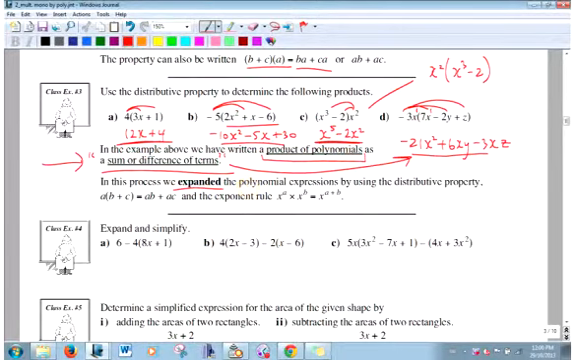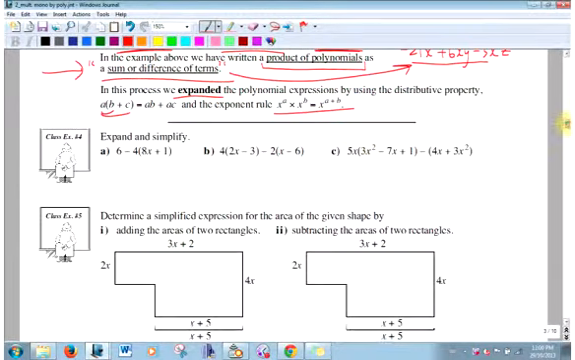Expanded is another word for multiplying. Okay? Multiply it, expand it out. Okay? This we just saw a minute ago. Same thing. I already said that. Exponent rule. Okay? Expand and simplify. What do we do with a 6? Not much. It's just 6. What are we multiplying by everything in the brackets?